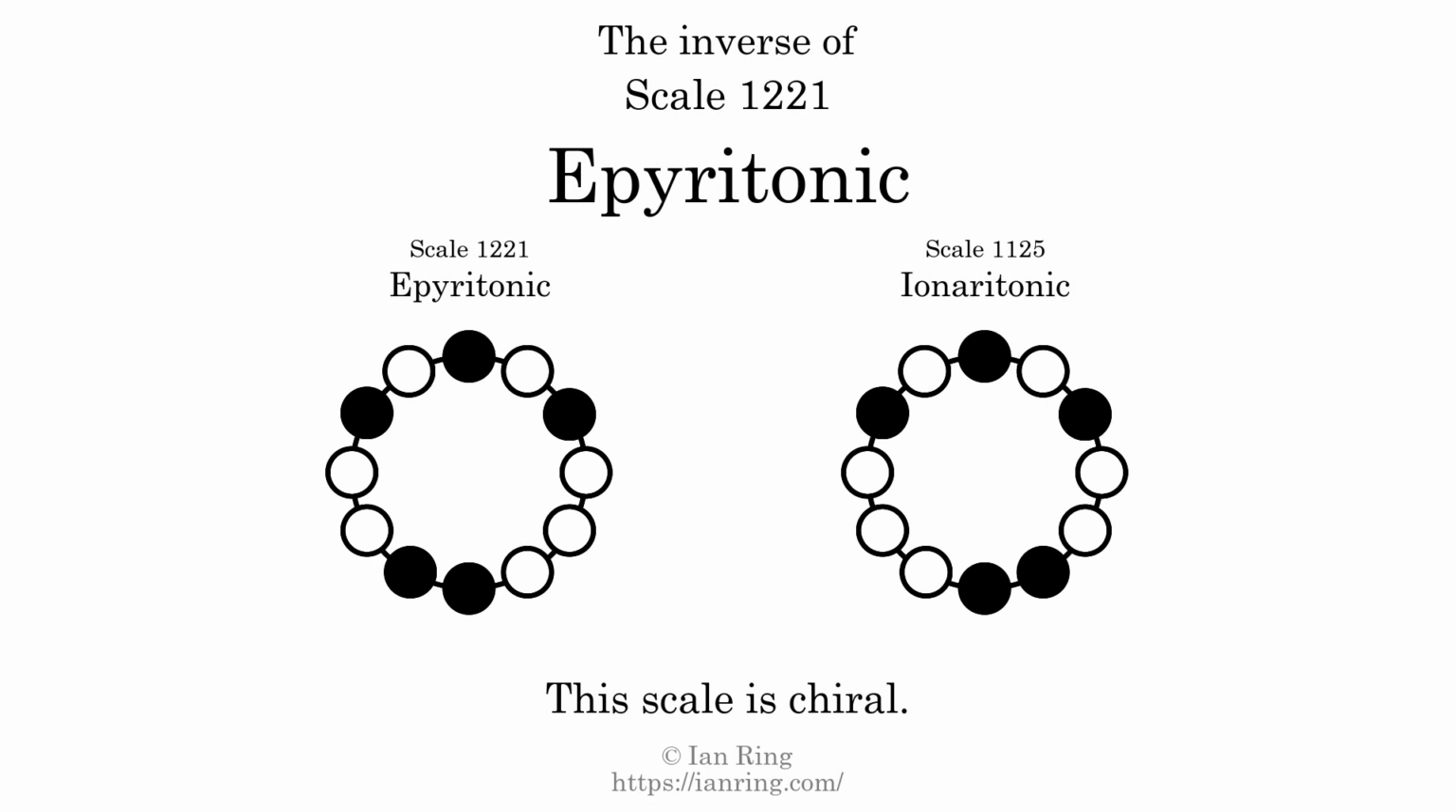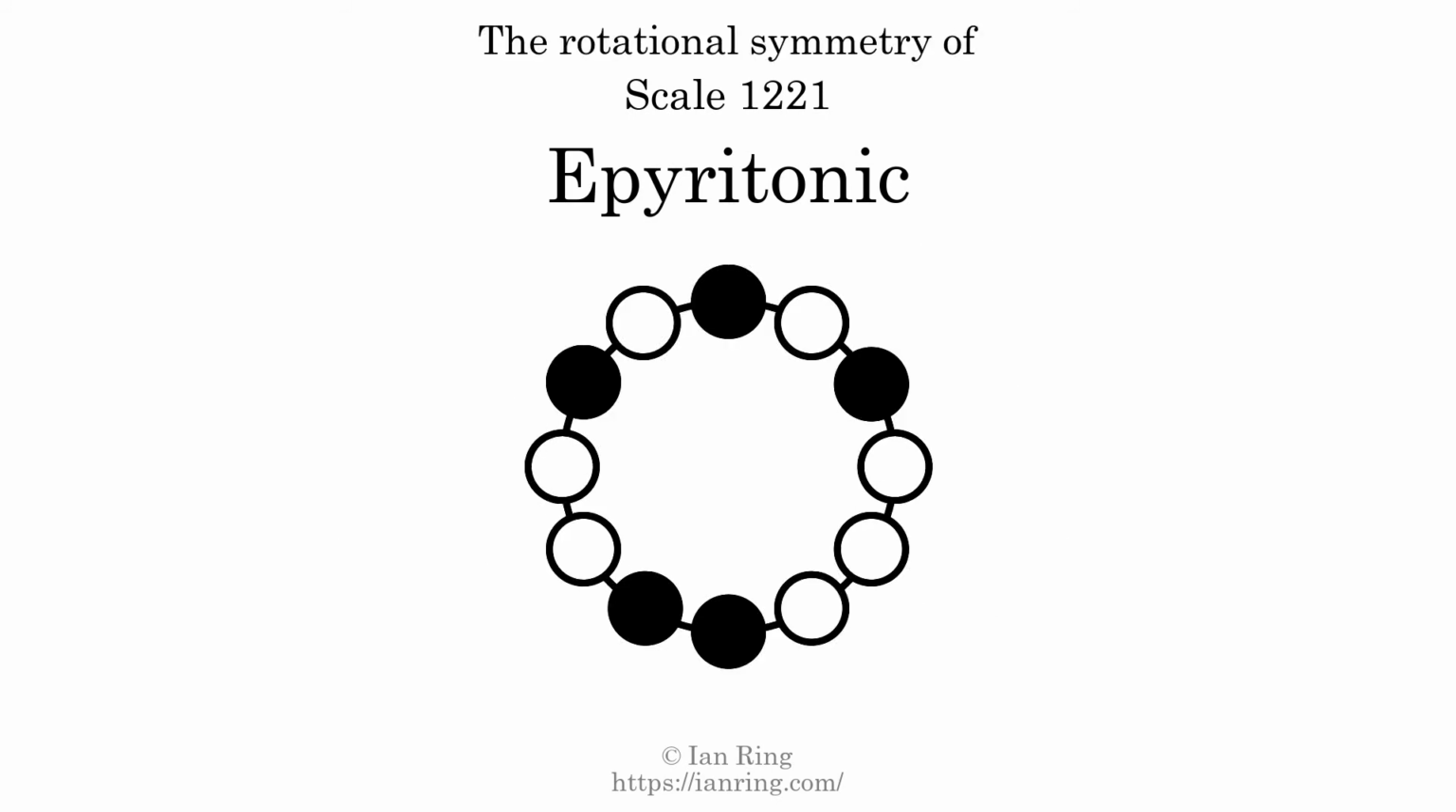The inverse of a scale is a mirror image. It is what you get when the sequence of intervals is reversed. The inverse of this scale is scale 1125, also known as Epyritonic. This scale is chiral. It cannot transform into its inverse by rotational transformation. This scale has no rotational symmetry.